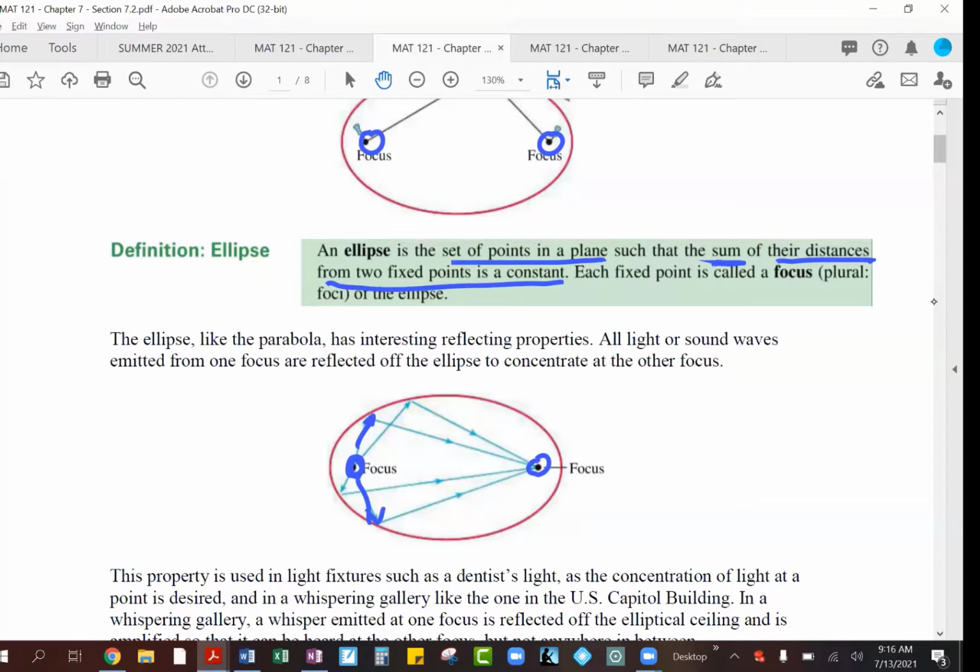So they're basically saying if you take the distance from the two fixed points, which is your focus, and add them together, depending on which point you pick, those distances are always going to be the same. It's going to be constant. And like I said, those fixed points are called focus, or the plural is foci, depending on how you want to say that.